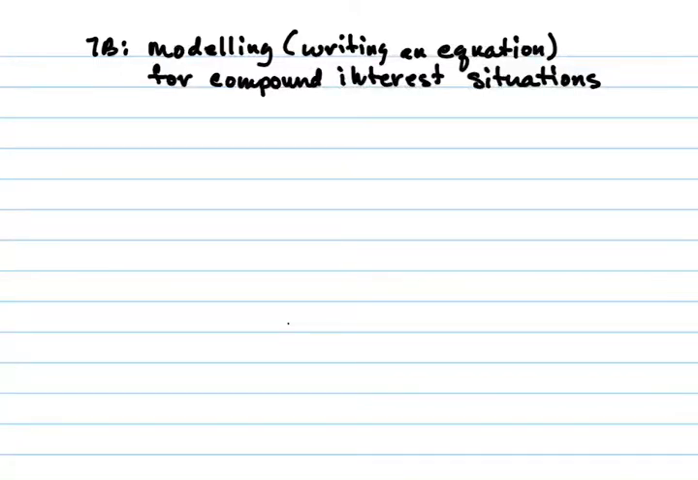Okay, yes. 7b, modeling, which simply means writing an equation. Anytime you see that word model, just think, I need to write an equation, right? For compound interest situations. So we've already worked with some compound interest, and we looked at the compound interest formula, right? The amount of the loan is equal to the principal times 1 plus i raised to the nth power. So we've done a lot of work with that.